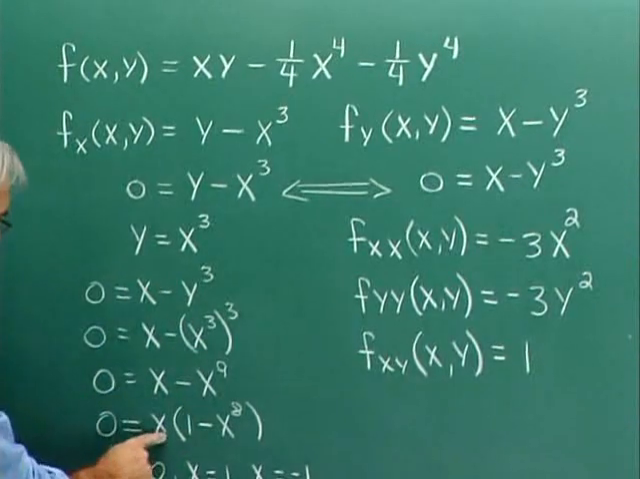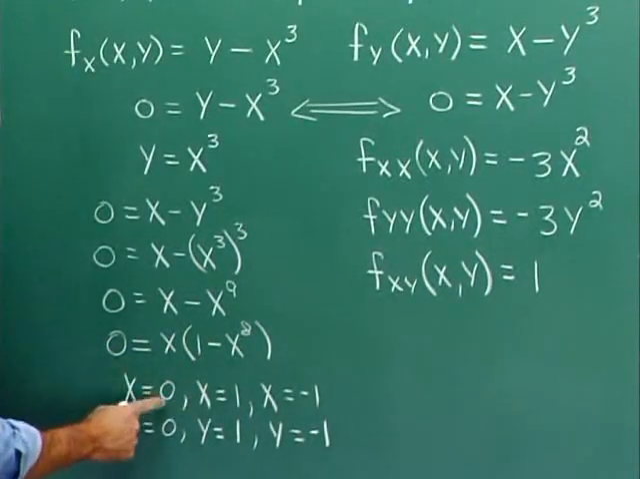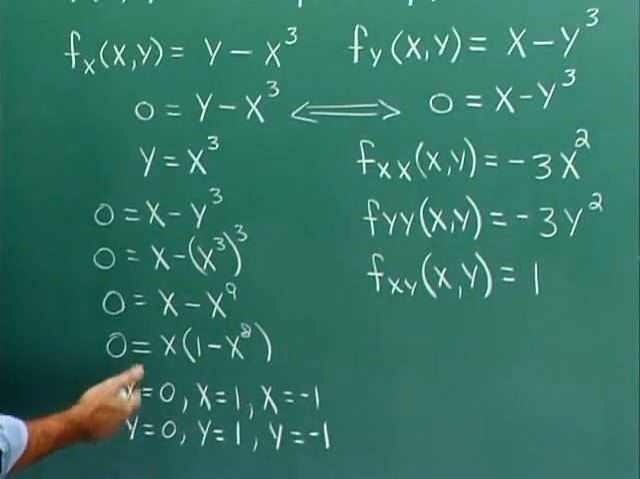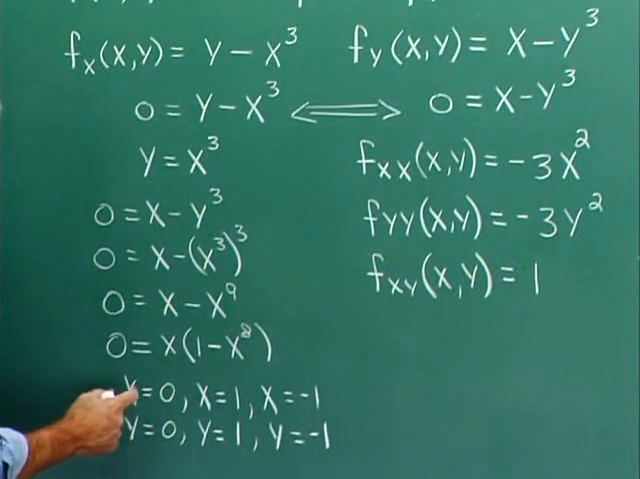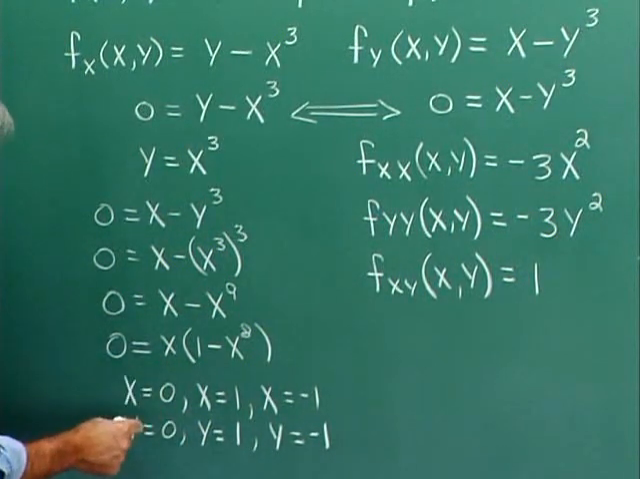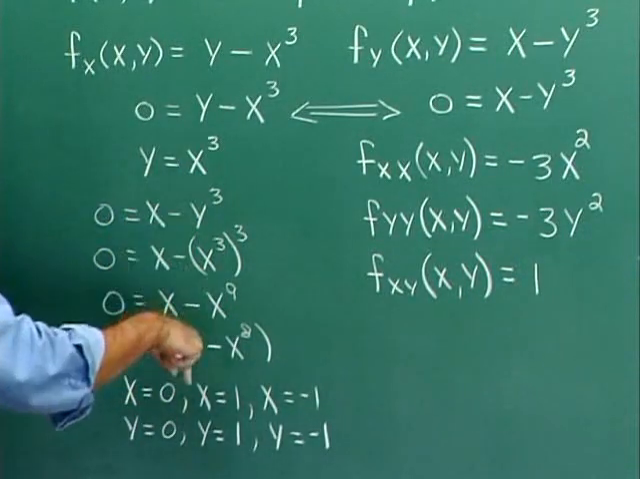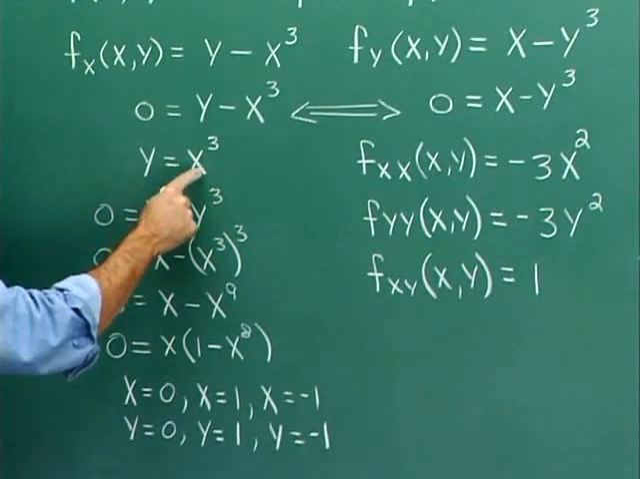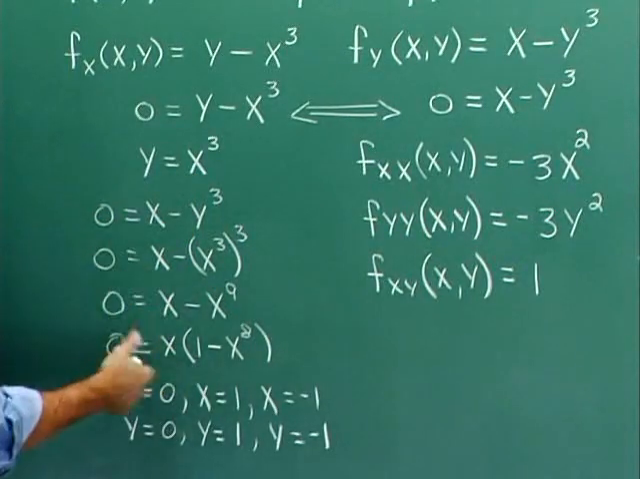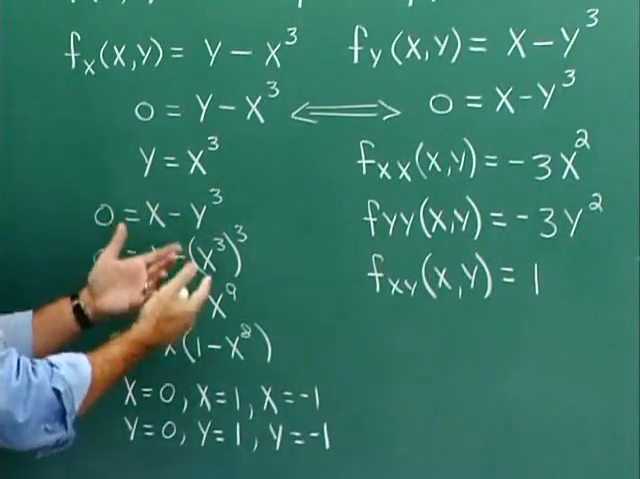So we come down, we have x times 1 minus x to the 8th, and it turns out that x is equal to 0, x is equal to 1, or x is equal to negative 1. The y counterparts for each of these, though, we need to find in order to get those ordered pairs that are our critical values. When x is 0, well, we can come all the way up here and find the value of y when x takes on each of those values. When x is 0, y is 0. When x is 1, y is 1. When x is negative 1, y is negative 1. So the critical points are at (0, 0), (1, 1), and (negative 1, negative 1).